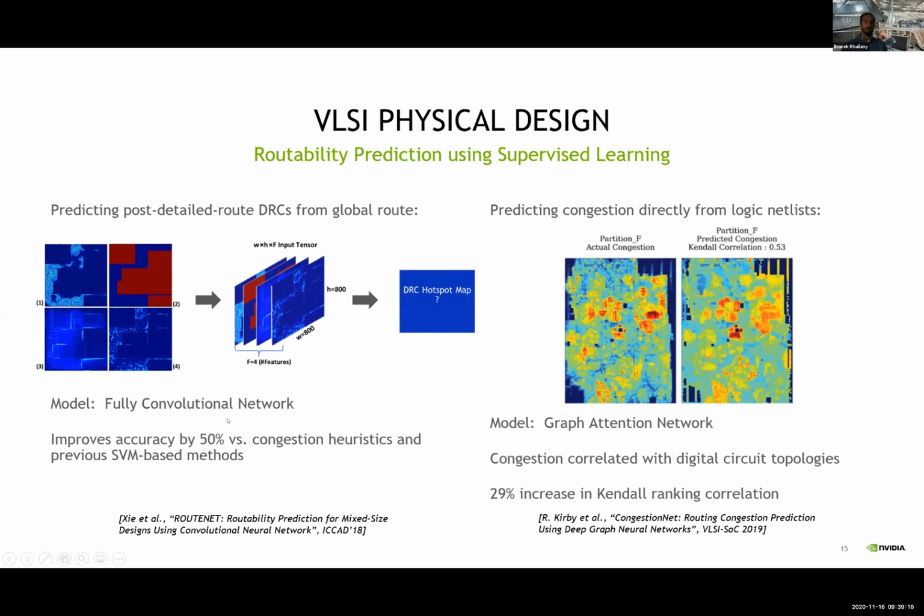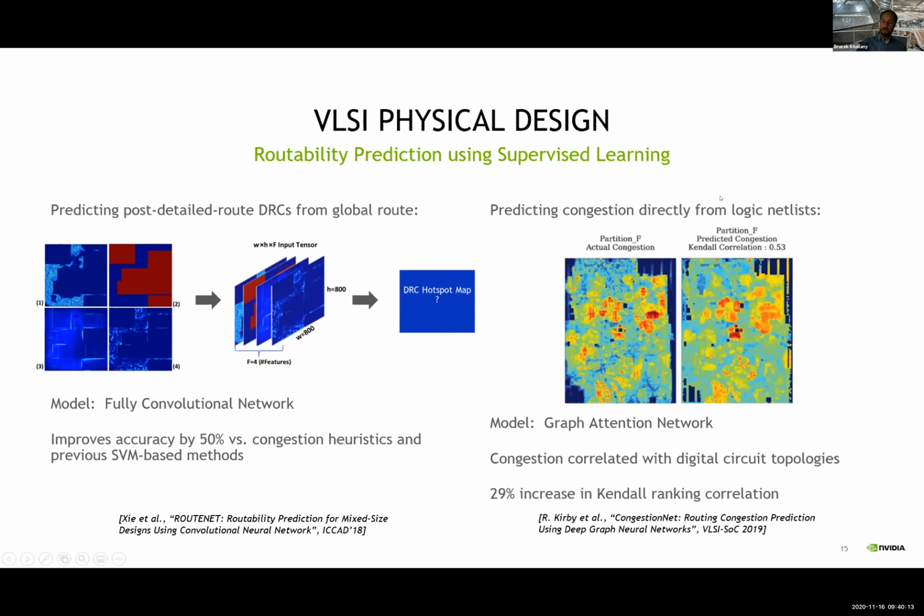Okay, so the work on the left was work we did jointly with Duke. Jiaoxi, who's a student there at Duke, worked on an idea called RouteNet, where rather than just take the result of placement and look at global routing results and overflows and heuristics for predicting where you might have problems after detailed route with DRCs, perhaps you could do better by training a convolutional neural network to analyze an image of all the global routing overflows and other information in the placed design. It turns out you can get better accuracy using this model by about 50% compared to these heuristic-based methods at predicting where you are going to have DRC problems. A next step might be to feed this back into a placer and have it modify the results to get better overall QOR.